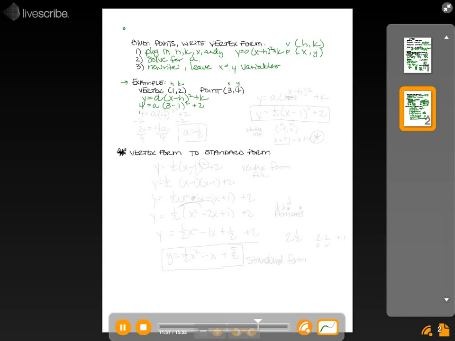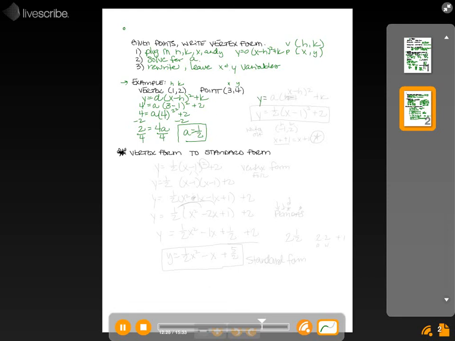simplify that. 4 equals a, 3 minus 1 is really 2, but we have to square it, so it's going to be 4, plus 2. Subtract 2 from both sides, so 2 equals 4a. Divide by 4. a is 1/2. Okay? And that's what we're going to find. That's step 2. Find what a is. Now we're going to plug it back in for step 3.